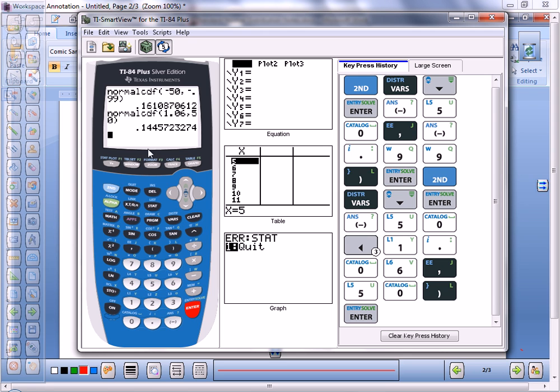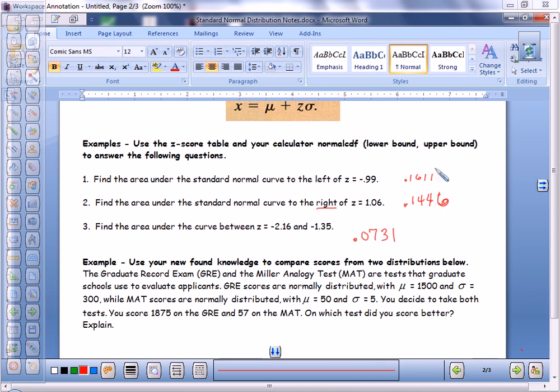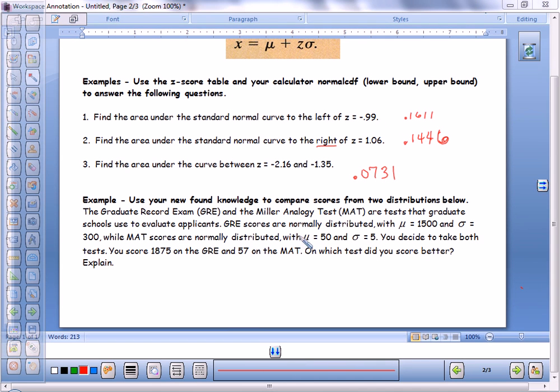All right. Now, let's see how we'll actually use this on a problem. The GRE and the MAT are tests that graduate students use to evaluate applicants. The GRE scores are normally distributed, so that tells me I can do a standard normal distribution conversion on it, with a mean of 1,500 and a standard deviation of 300. And the MAT scores are normally distributed with a mean of 50 and a standard deviation of 5. You decide to take both. Your score on the GRE is 1875 and 57 on the MAT. On which test did you score better?